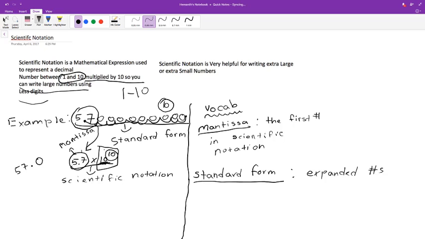So that's how we got this. And that's really how you got your standard form to scientific notation. Not too hard, is it? Anyways, let's move on to the next stuff.